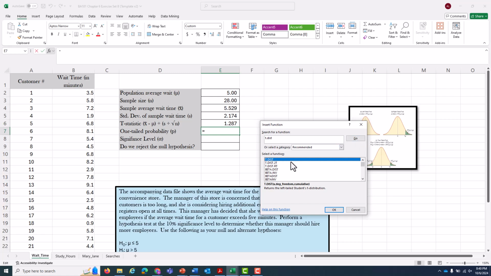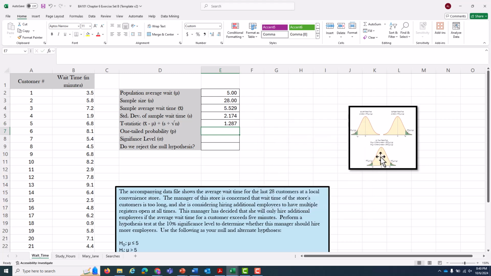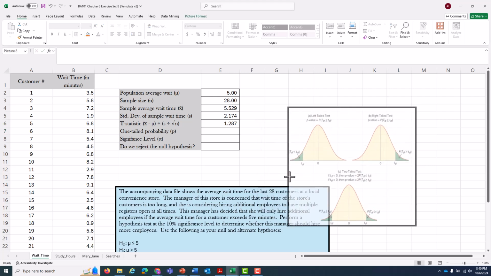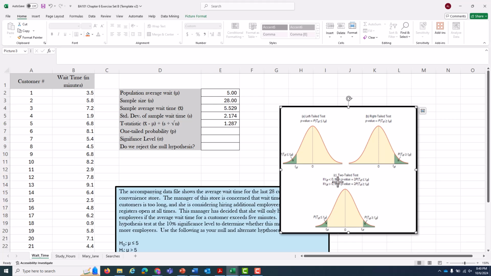And when you do so, the first 3 returns that you're going to get all start with t.dist. You have just regular t.dist, you have t.dist.2t, and t.dist.rt. Well, which one of these do you use? Let me close this out for 1 second. It all depends on what you're testing for. So I have this little chart on the side over here.